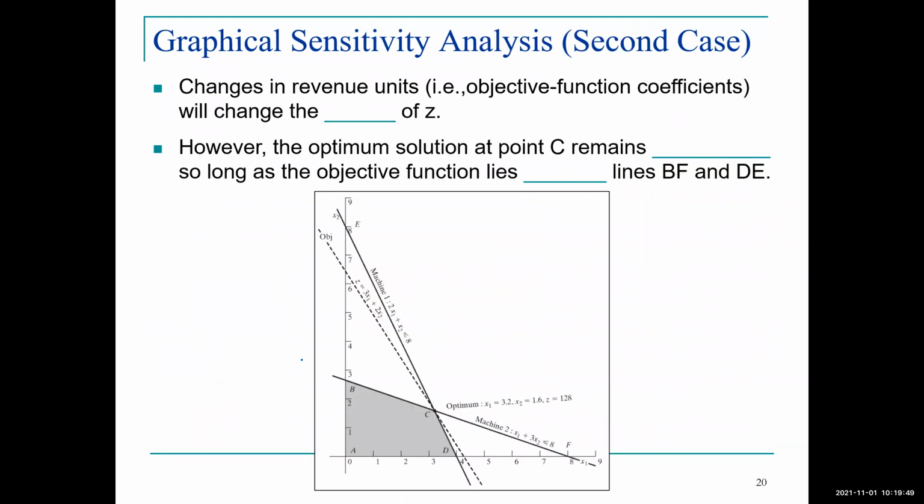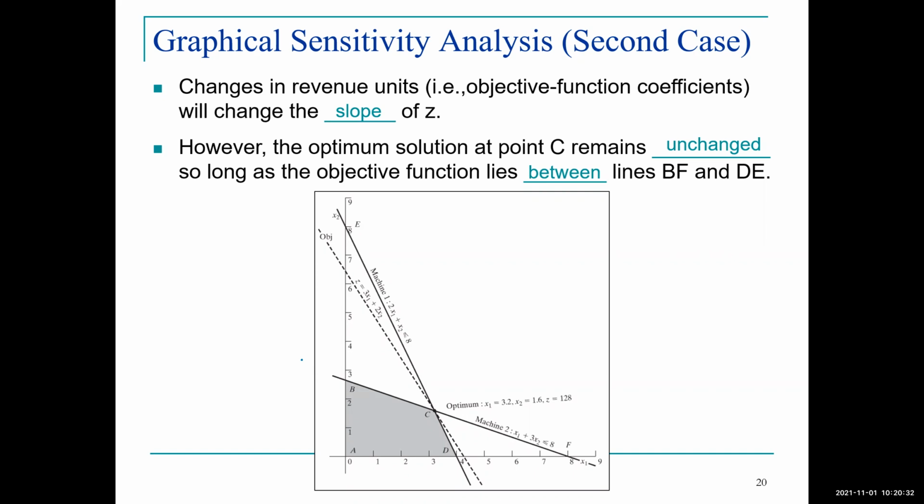Okay, so now we're going to look at the second case. We were focusing on the right-hand side of the constraints. Now we want to perform graphical sensitivity analysis on the changes in the coefficients of the objective function. Changes in revenue, or the objective function coefficients, will change the slope of the objective function, which we call C. However, the optimal solution at point Z remains unchanged as long as the objective function lies between lines BF and D.